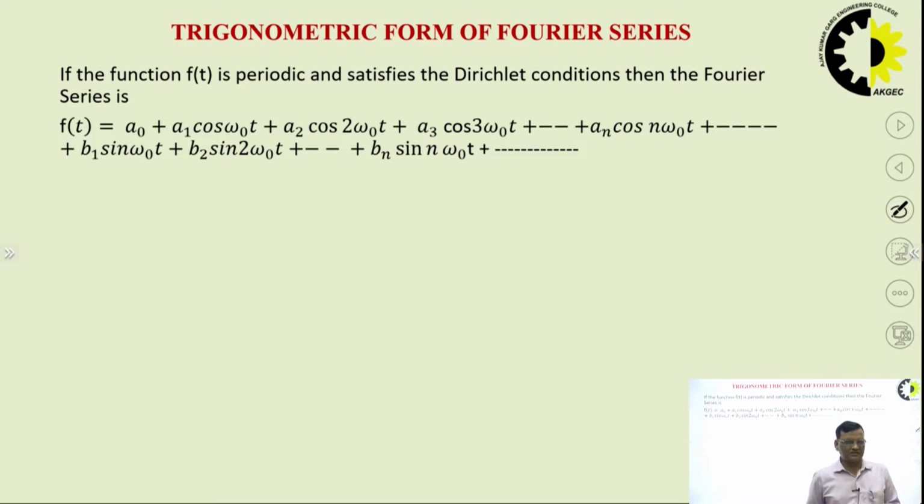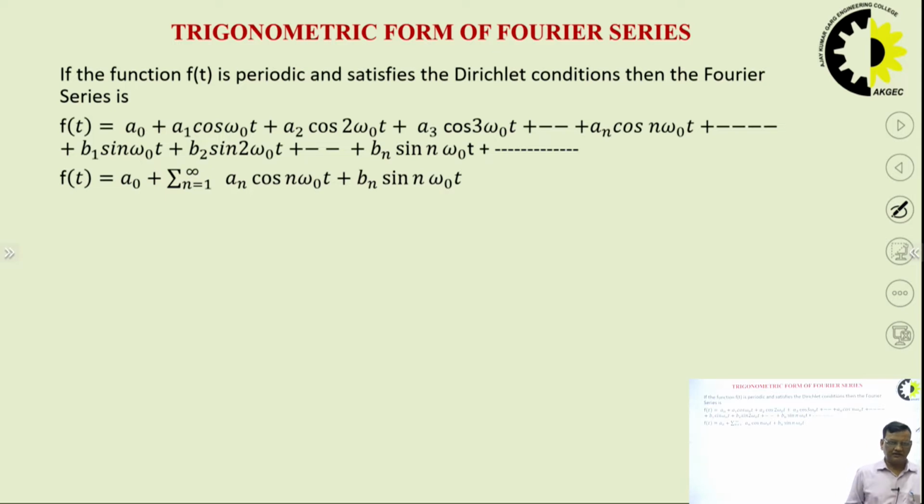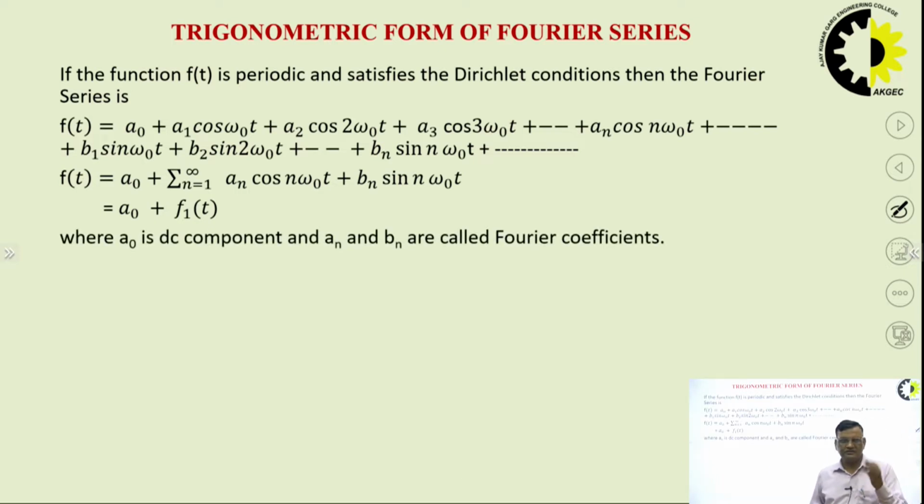So, this expression can be written in this form: f(t) is equal to a0 plus summation over n equal to 1 to infinity of an cos n omega0 t plus bn sin n omega0 t. So this is a0 plus f1(t). This a0 is nothing but the DC component of f(t), and a0, an and bn are called the Fourier coefficients of the trigonometrical form of Fourier series. So this we have to derive.